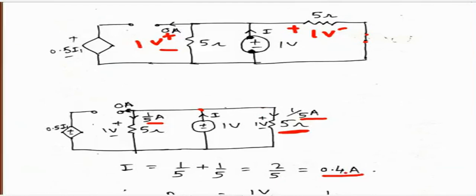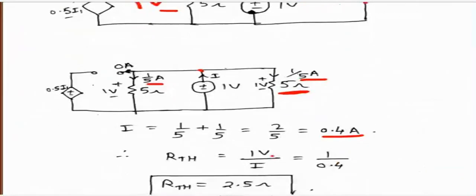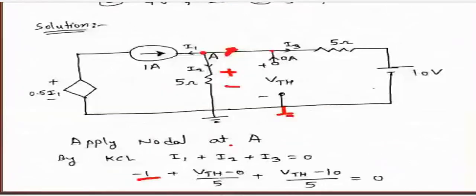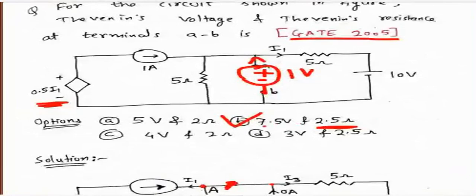Now RTH is very simple. RTH equals 1 volt divided by current. So 1 divided by 0.4. Current is 0.4 ampere. So RTH value is 2.5 ohm. As it was the option. So VTH is 7.5 volt. RTH is 2.5 ohm.